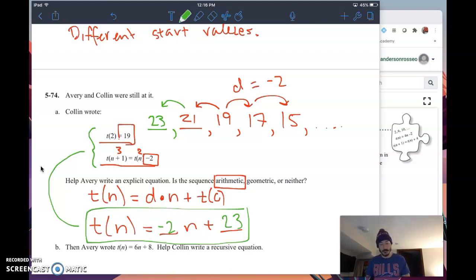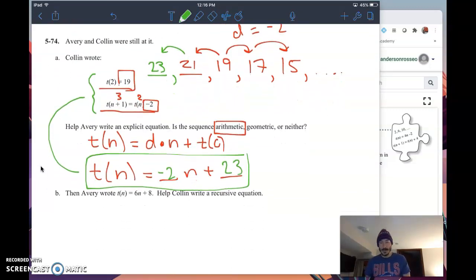Now, here's what I'm going to do. Okay, I'm going to ask you guys to try something right here. Okay, part B says Avery wrote a brand new explicit equation. Avery says t of n equals 6n plus 8. Colin wants to write the recursive equation. So go ahead, figure out where it starts at, and figure out if you can write that in t of n plus 1 form. Pause the video, go ahead and give that a shot, and then unpause it. We'll be back together in a second.